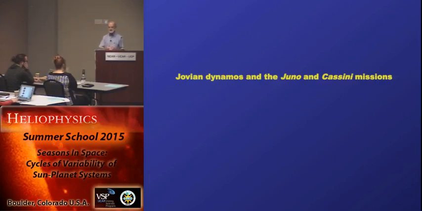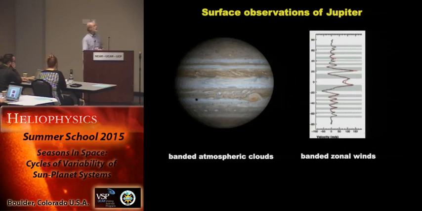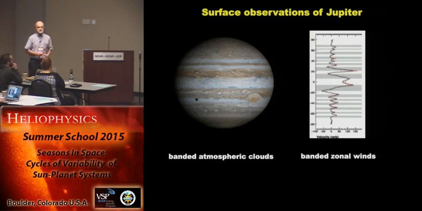So this is for Jovian dynamos like Jupiter and Saturn, in particular Jupiter. You've seen the banded cloud structure. These clouds float on a banded wind structure, a zonal wind structure that blows east and west relative to the mean rotation rate. And this is a typical plot. Have you seen this before? Anybody seen this plot of the zonal winds on the surface of Jupiter? What you do is you take an average surface rotation rate.